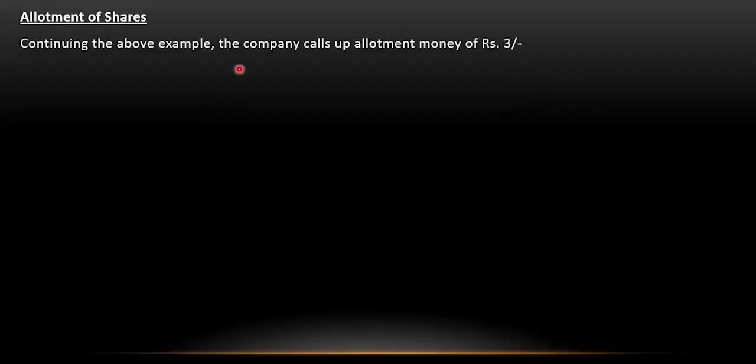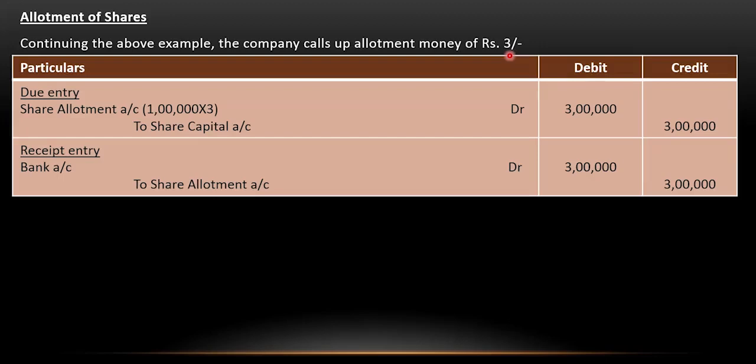Continuing the above example, if the company calls up the allotment money of rupees 3 per share, out of 10, rupees 2 has already been called up by way of application, and the next stage is allotment money, wherein the company is asking the shareholders to pay rupees 3. By now, we already know that we have 1 lakh applicants who have already paid the application money. Now we are asking them to pay allotment money. The moment we ask them to pay allotment money, we can create a due entry, meaning so much of amount is due from them. So the due entry in this case would be share allotment account.